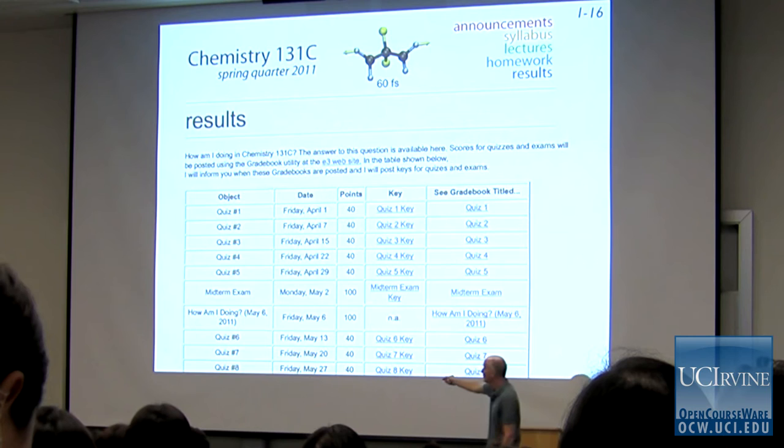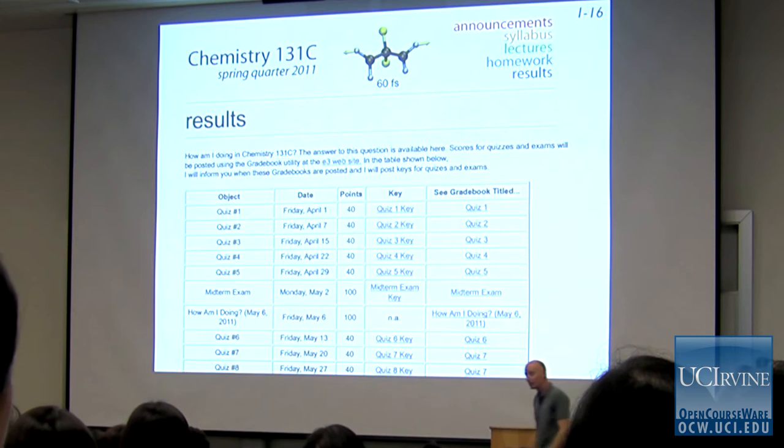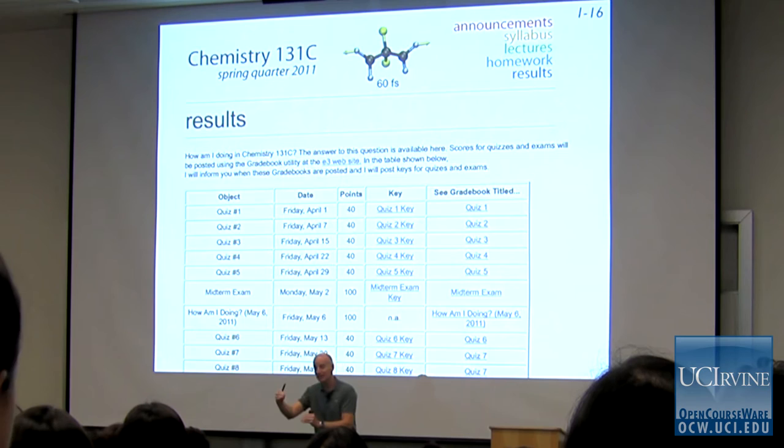Every once in a while I post a "how am I doing?" in which I work out what your effective course grade is, if there's some unusual weighting. In this case, I don't think there will be. In other words, you can just look at your course points, and if you're 80% or higher, you know you've got an A. If you're between 60 and 80, you know you've got a B, and so on.